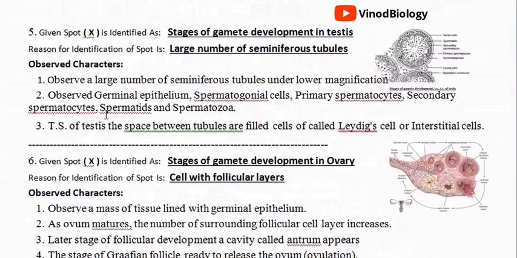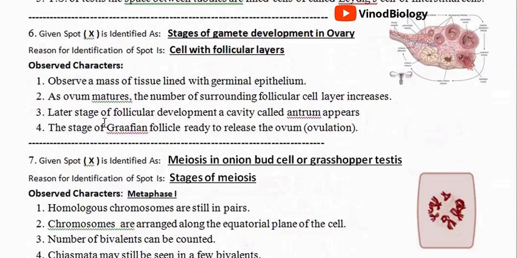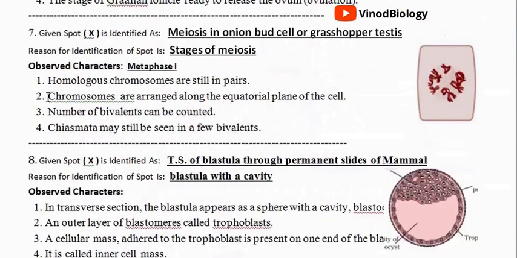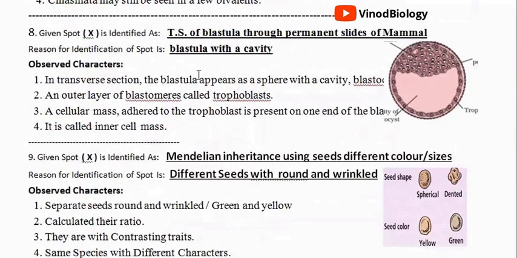Next, this is for gamete development in the testis: large number of seminiferous tubules. Reason, characters. This is the ovary, gamete development in the ovary: cell with follicular layers, primary, secondary, tertiary. Characters, note it down. Meiosis in onion bud cell or grasshopper testis, because a stage of meiosis is observed. So these are the characters. TS blastula through permanent slides of mammals: here blastula with a cavity. Characters.